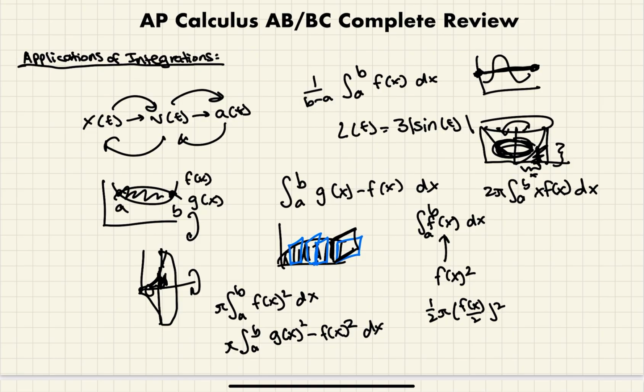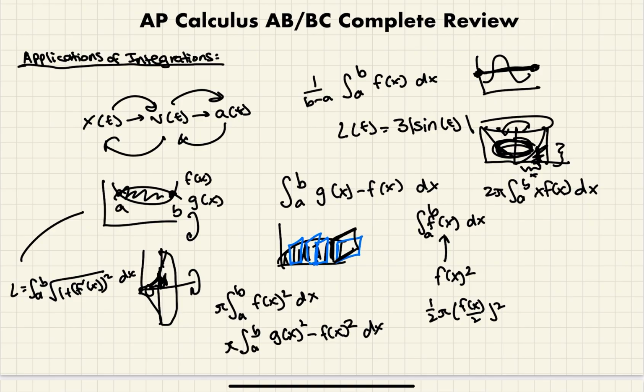So that's that. And then the last application of integrals here is arc length. If you're given a function and you want to find out how long it is, or the distance traveled along that path, the formula is the integral from a to b of the square root of 1 plus f prime of x squared dx. That's going to be pretty hard to calculate unless it's a very simple function.